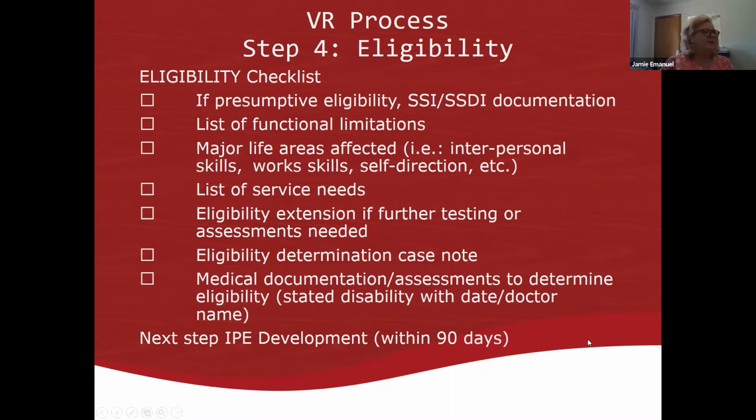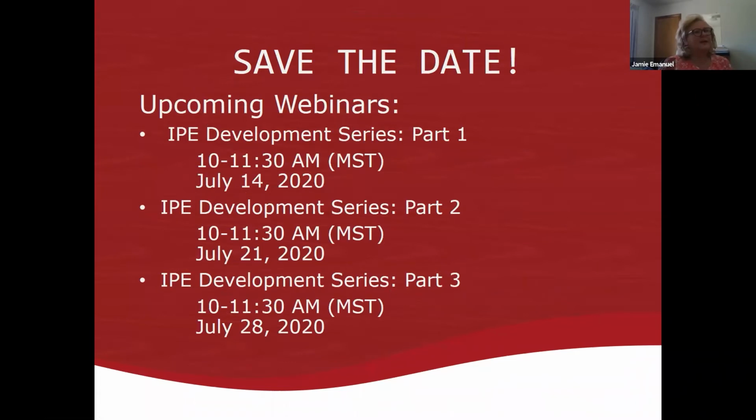And once you have these things completed and you've determined eligibility, the next step is IPE development, which has to be completed within 90 days. And so we have upcoming webinars the following 3 weeks with Wayne Daigle.